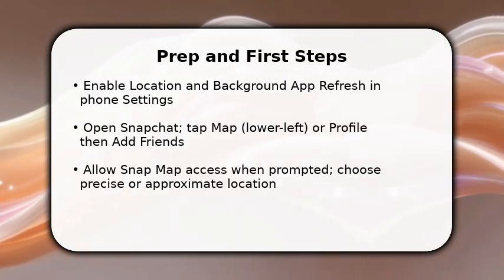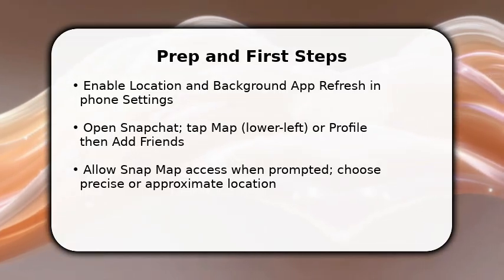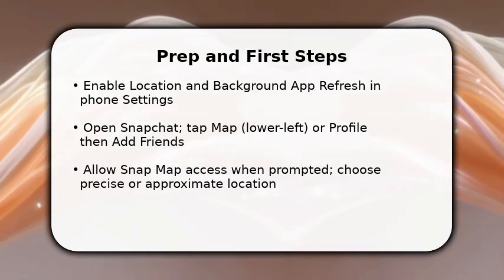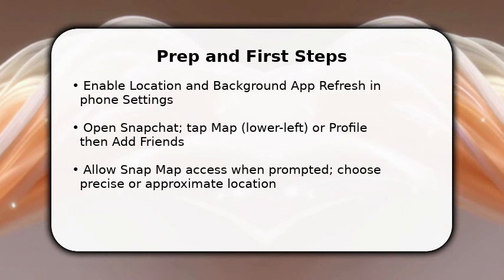Make sure to accept the Snap Map permission prompt and choose precise location if you want accurate nearby results. This ensures other features like quick add and map search work correctly.